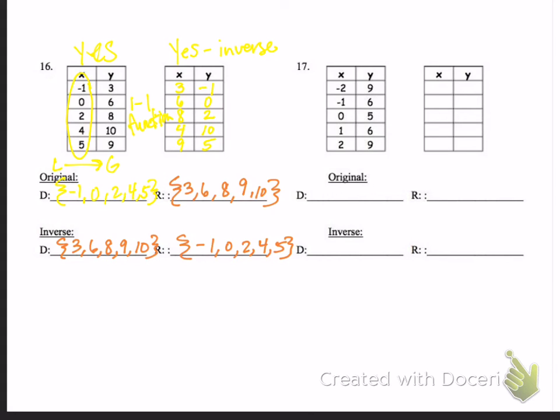If we look at number 17, go ahead and fill out the table for the inverse. Is the original a function? Yes. Is the inverse a function? No, because of the 6's. Okay, I'm going to show you really quickly the domain -2, -1, 0, 1, 2, but the range is only 5, 6, and 9. So I only list them one time.